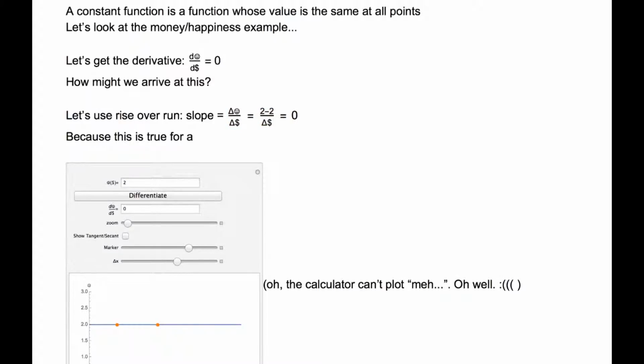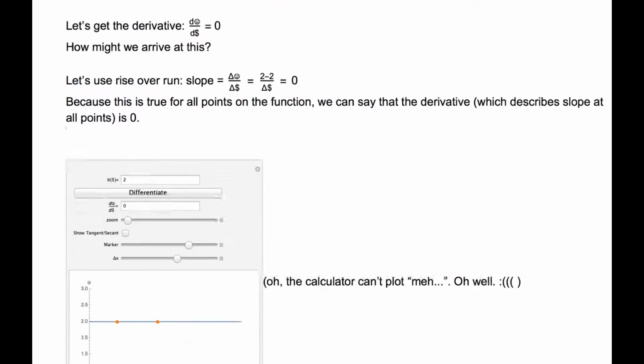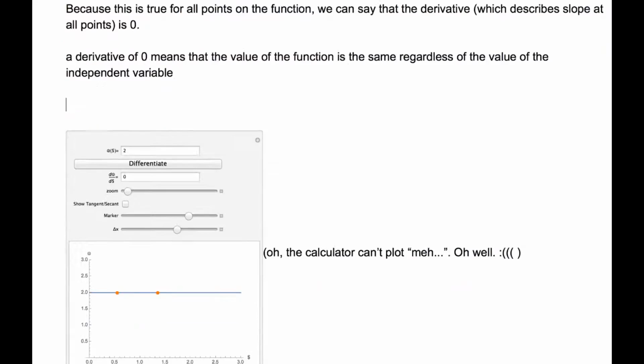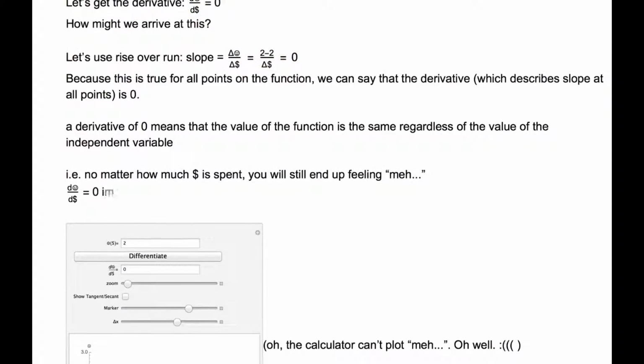And of course, this is true for all points on the function because the function at every point is going to be 2. So now we can say that the derivative, which is supposed to describe slope at any point, is going to be 0. And a derivative of 0 means that the function is going to be the same regardless of the value of the independent variable. So no matter how much money is spent in this case, you'll still end up just feeling like, eh. And so money can't really buy happiness in this system that we've developed.